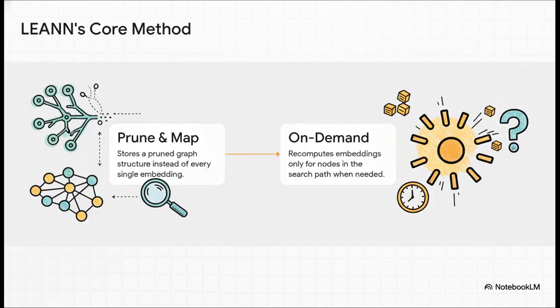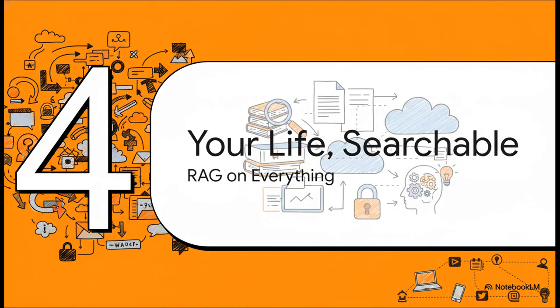So, here's the method broken down into 2 simple steps. First, LEANN creates this highly efficient, sort of pruned map of all your data. Think of it as a super compact table of contents. Then, when you do a search, it uses that map to find the relevant spots, and only then does it do the hard work of computing the detailed info it needs to answer your question. All the heavy lifting is done on demand, not ahead of time. Okay, so that's the how. But what does this technology actually unlock for us?